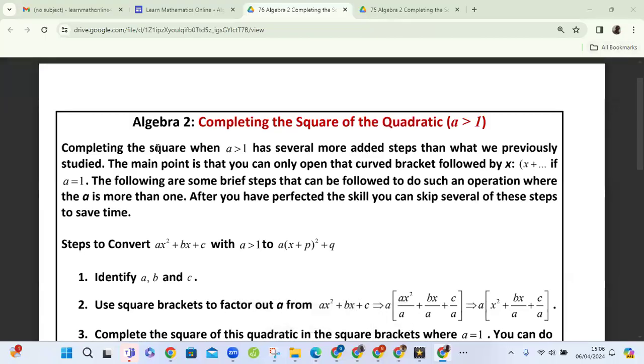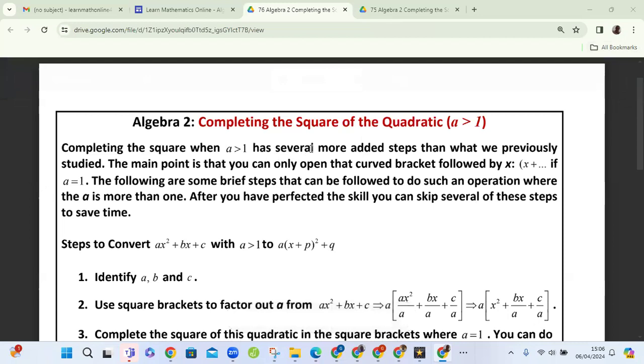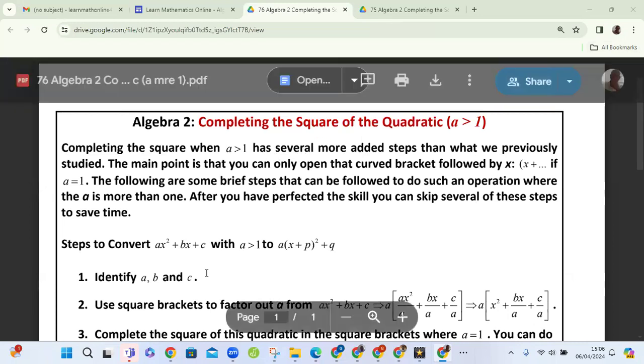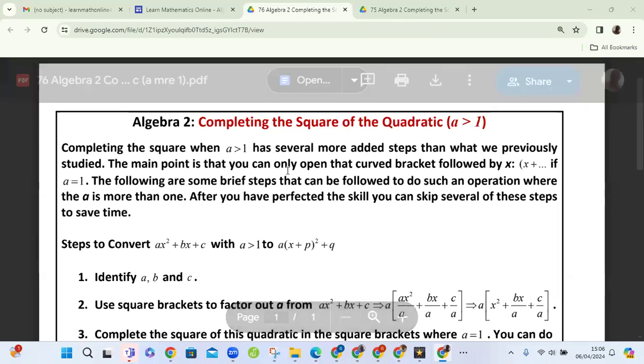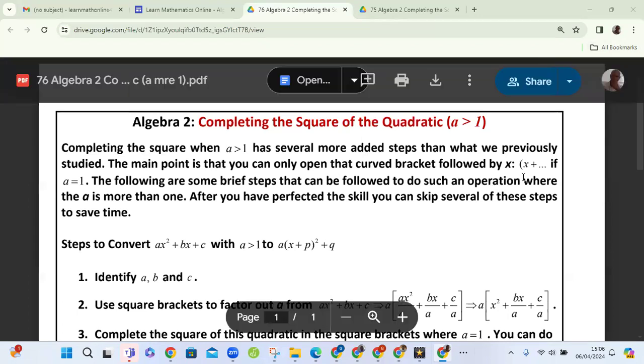Here we are going to discuss Algebra 2, completing the square of the quadratic when a is greater than 1. It reads, completing the square when a is greater than 1 has several more added steps than what we previously studied. The main point is that you can only open that curved bracket followed by x plus if a is equal to 1.